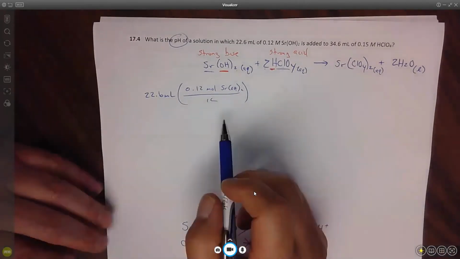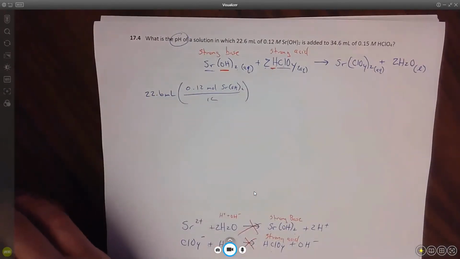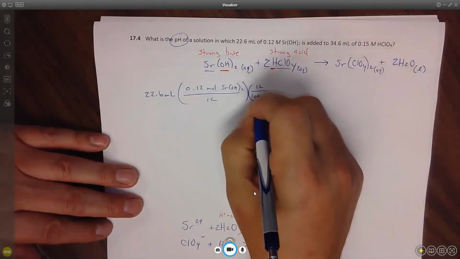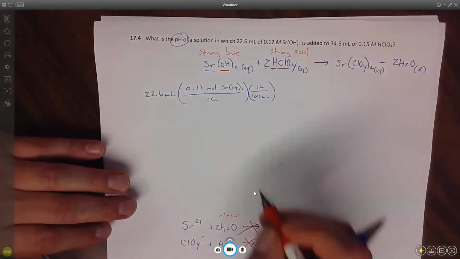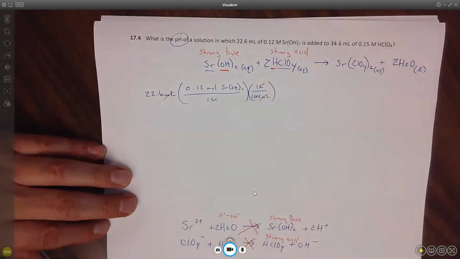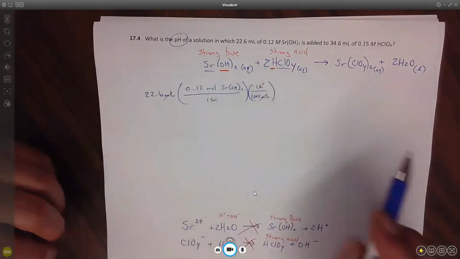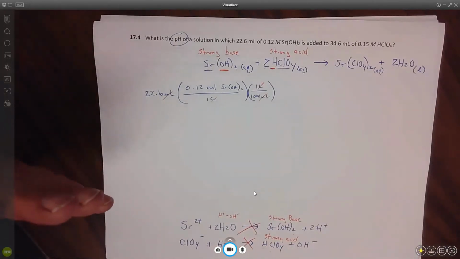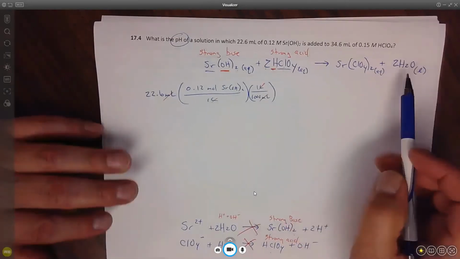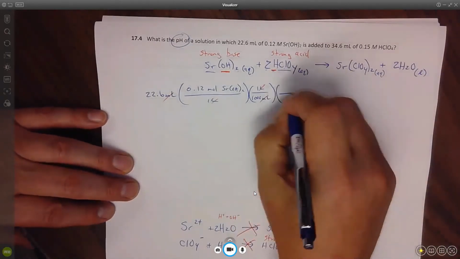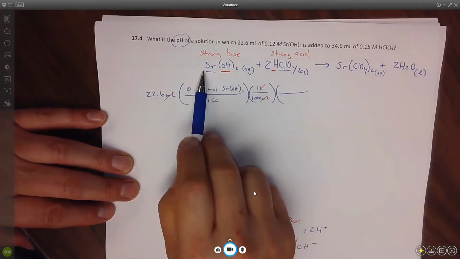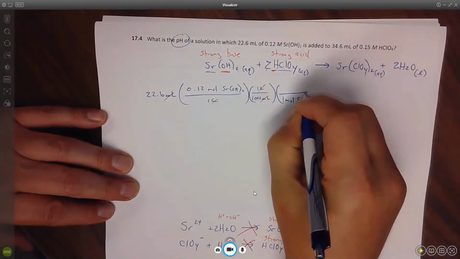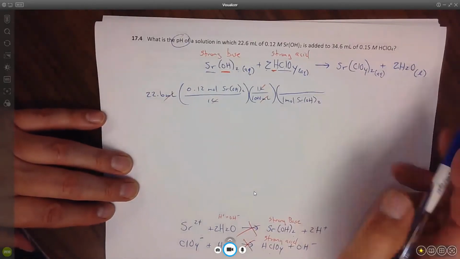Okay, so now you can change to liters. Yeah, right. So we have to change this to liters. In 1 liter, there's 1,000 milliliters. So now both our liters and milliliters cancel. That's the only way they would. Now I have moles of the strontium hydroxide. In this case, it doesn't matter whichever product you want to compare it to, go ahead and compare it. I'm just going to look at the water. So I can see for every 1 mole of strontium hydroxide reacted, 2 moles of water were formed.